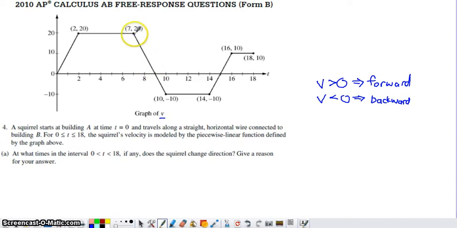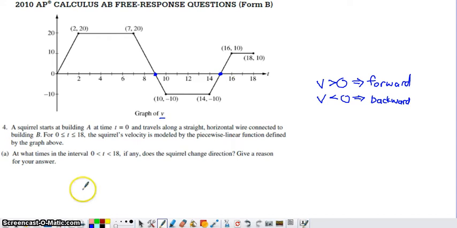The squirrel is slowing down. Its velocity is getting closer to 0. And then at this point, the velocity is equal to 0. But as we cross this axis, that's where the sign of velocity changes from positive to negative. So the squirrel's going toward building B until t equals 9. And then when velocity becomes negative, that's when it's turned around heading back toward building A. And then it actually turns around again at t equals 15 and heads back toward building B, with positive velocity for the last 3 minutes of the graph here.